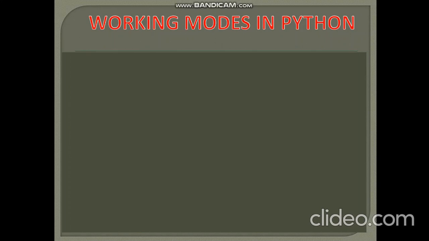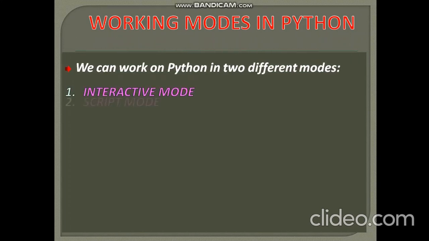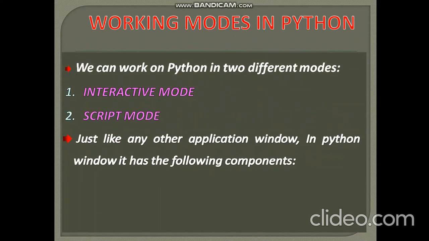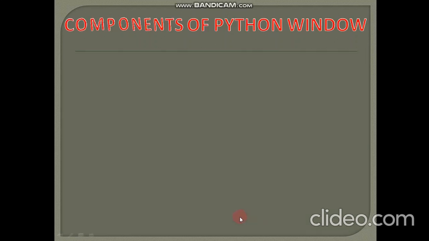Working modes in Python. We can work on Python in two different modes, interactive mode and scripting mode. Just like any other application window, the Python window has the following components. First, title bar. Second, menu bar. Third, script area. And fourth, status bar. Components of Python windows.